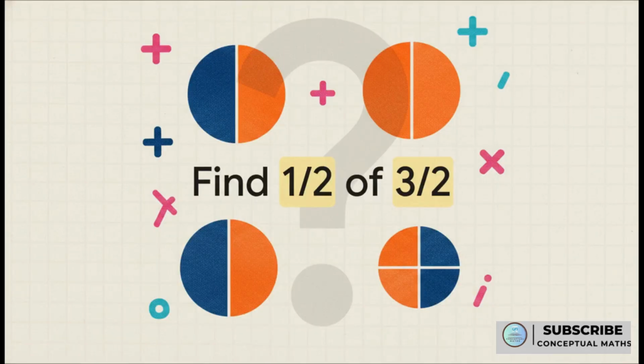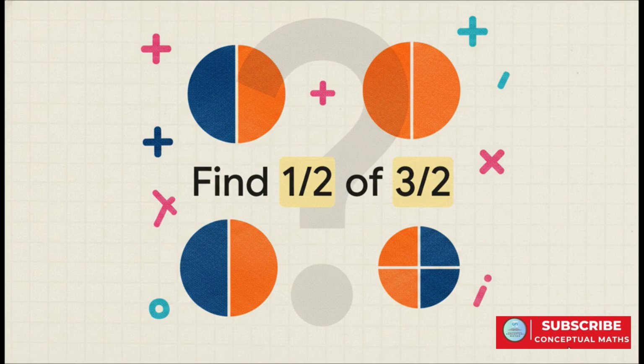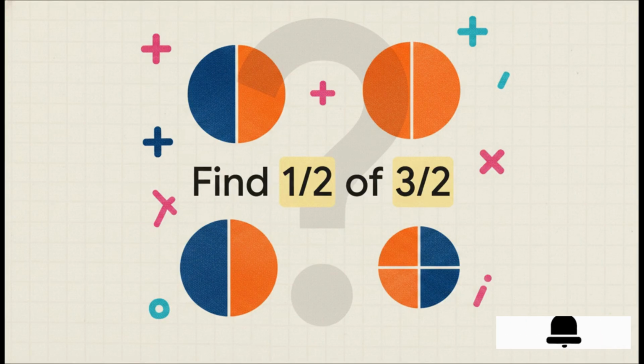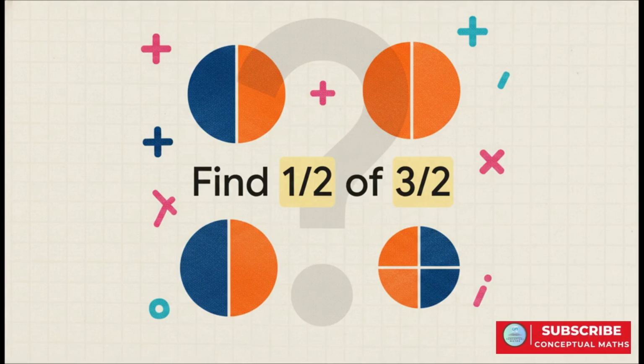Okay, let's try a third example just to stress test this logic. Find 1/2 of 3/2. Now, you might notice something slightly weird here. That second fraction, 3/2, is top-heavy. The numerator is actually bigger than the denominator. Do not let that throw you. The beauty of these math rules is that they apply universally, no matter how funky the fraction might look.